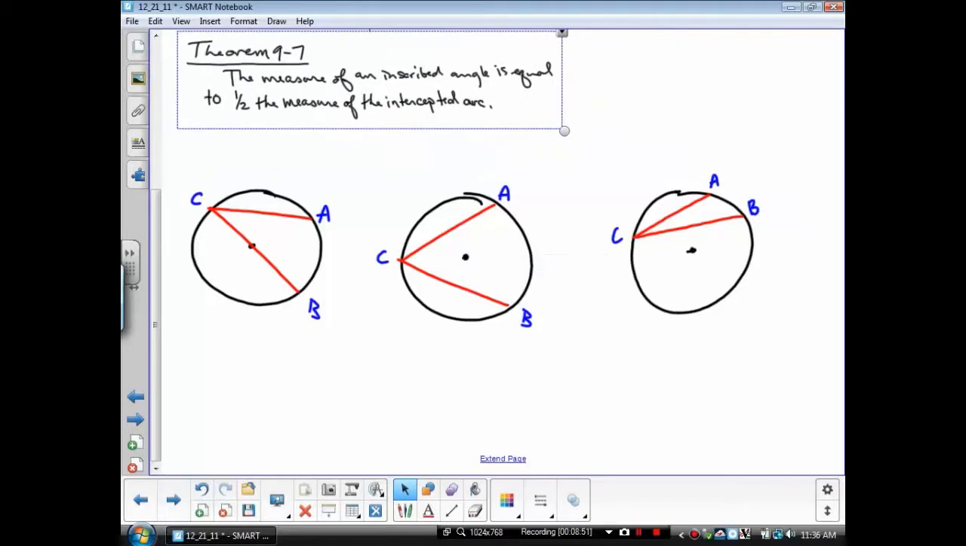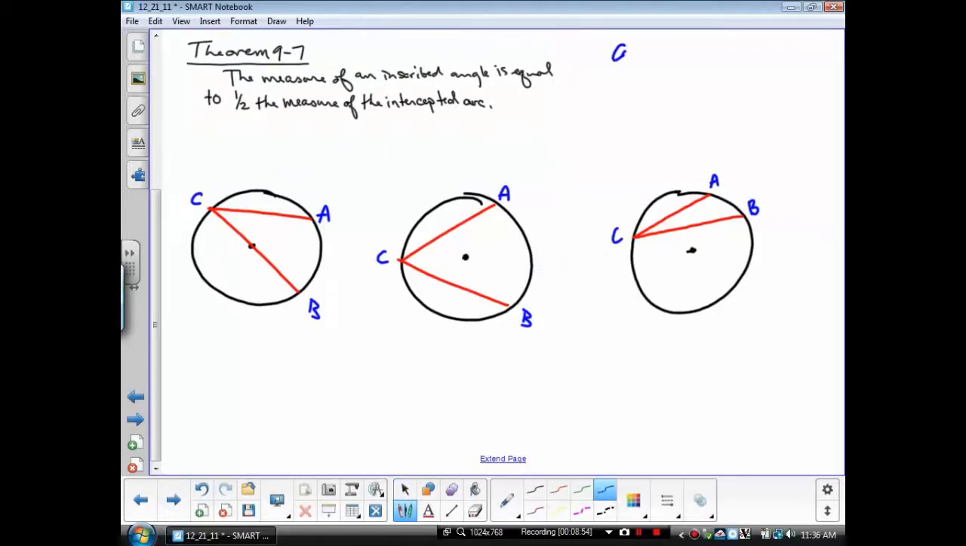So we'll write the given and prove here in this spot. Our given information is the diagram. And what we want to prove is that the measure of angle ACB is 1/2 the measure of arc AB.